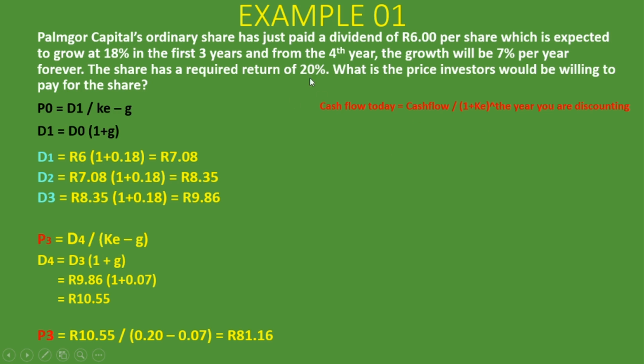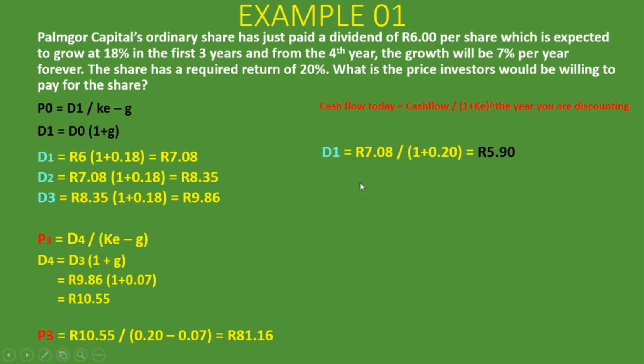which is the required rate of return of 20%. Remember, I'll put it in decimal: 20 divided by 100 is 0.2. So it's 7 rand 8 cents, which is the cash flow, divided by 1 plus KE, which is 0.20, to the power of the year I am discounting. What year is it? Well, it's dividend at year 1. If it's to the power of 1, I don't even have to raise it by 1 because it's still going to give me the same answer.